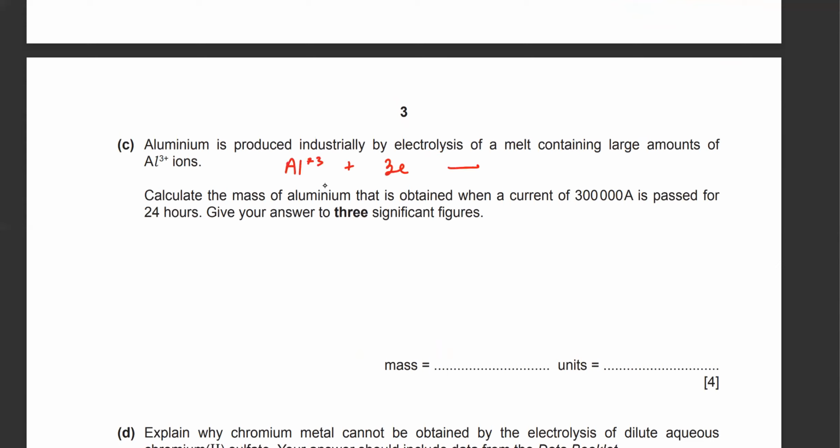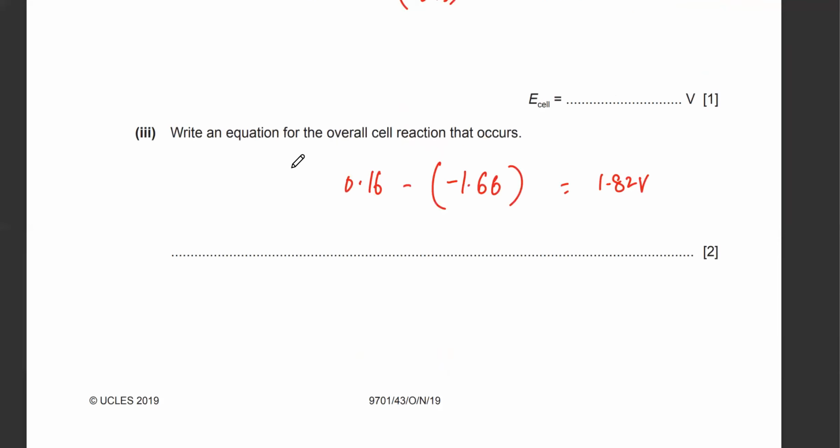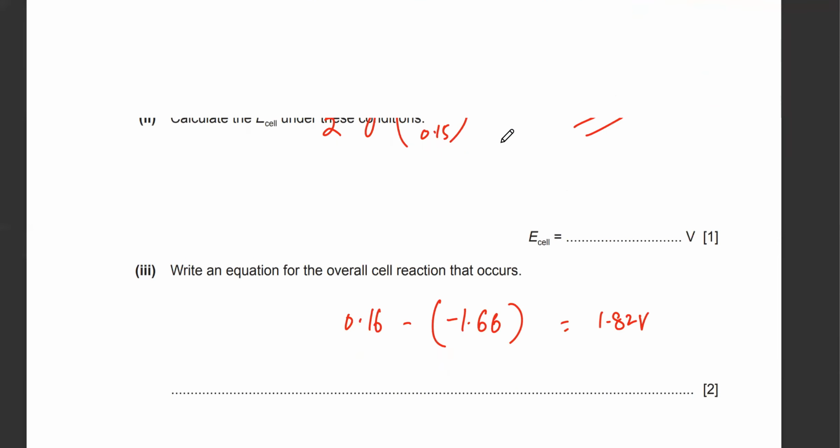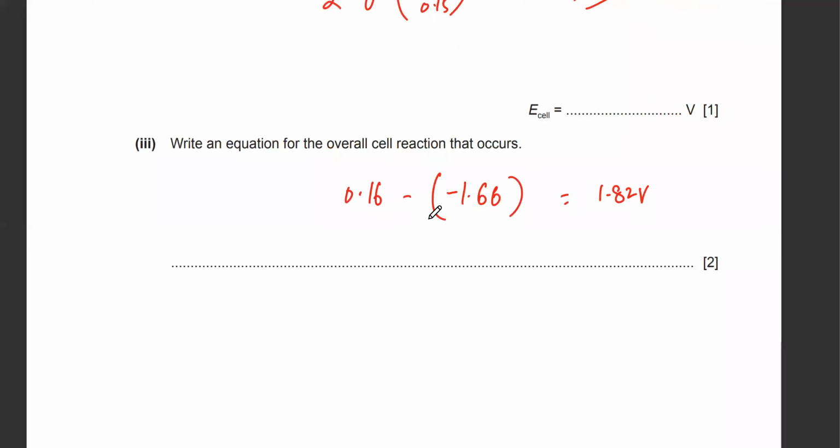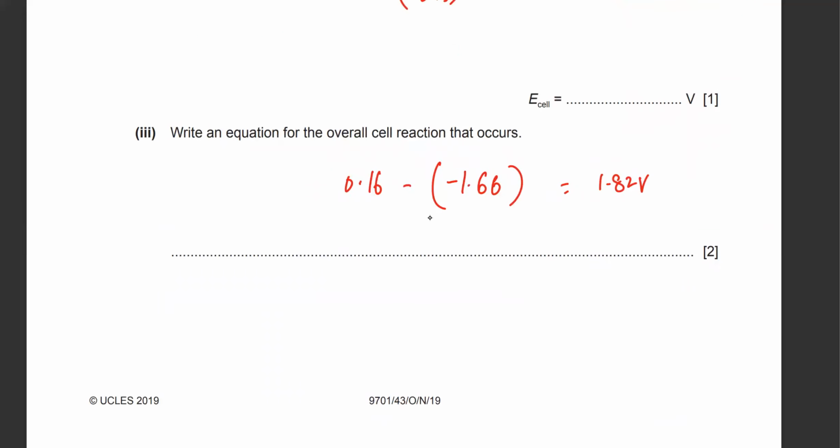Sir, you have skipped one part. So for the overall cell reaction that occurs, this one. You had two reactions. You had tin 4 plus in equilibrium with tin 2 plus, and this was 0.16 volts. The other one was Al3 plus plus 3 electrons going to Al, and that was minus 1.66 volts.